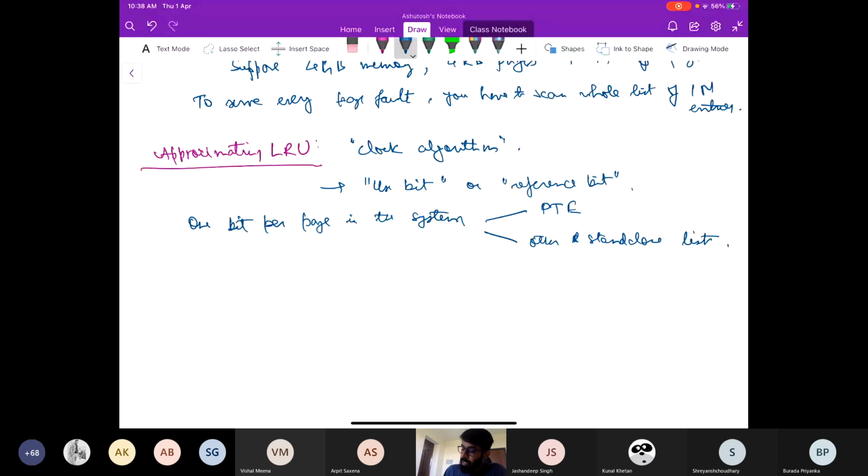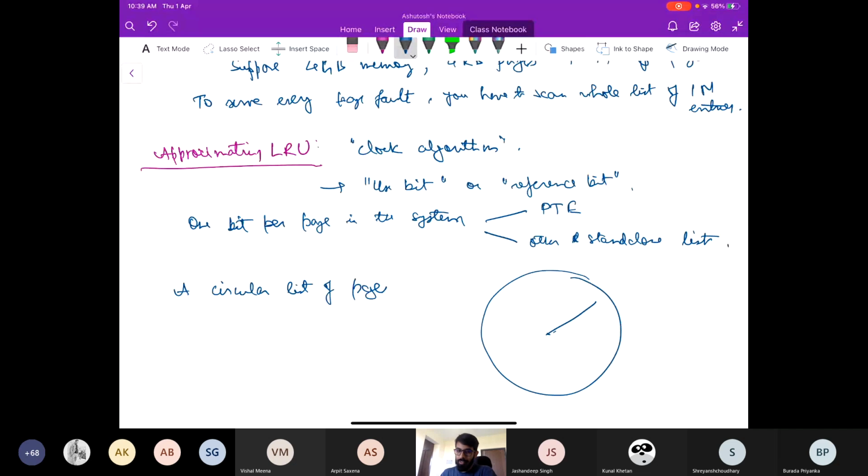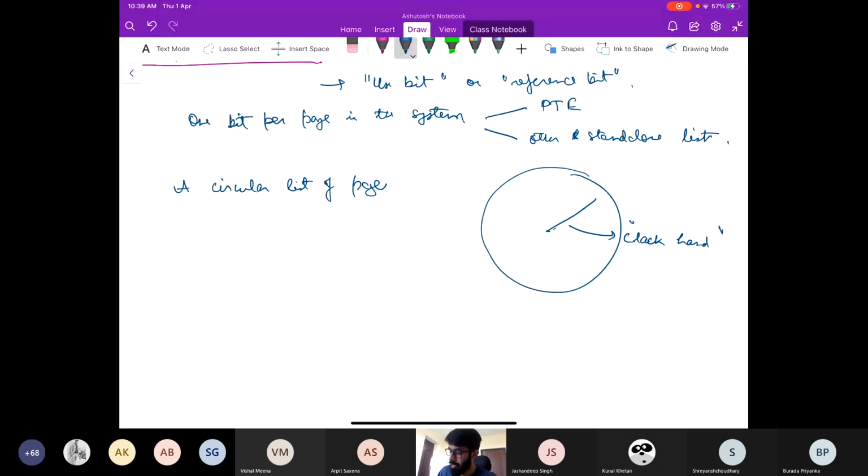But what is going to be the idea? The idea is that you have a circular list of pages. You have this thing, and the clock hand. This is just a schematic diagram; this is not how it's going to look, but you have a circular list, and this is what's called the clock hand. So the clock hand will point to some page at random.